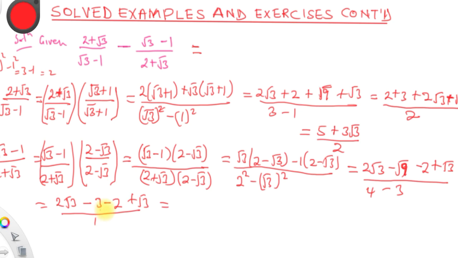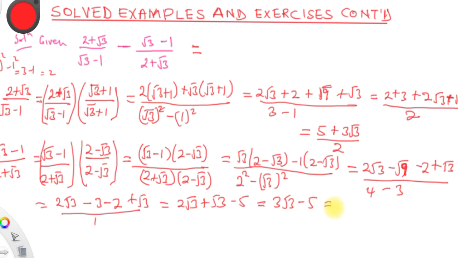So the final answer you get is this. You can rearrange. You have 2 root 3 and plus root 3, and then minus 3 minus 2, which is negative 5, all over 1, which is the same thing. So 2 root 3 plus root 3, we get 3 root 3, minus 5. So this is what we get.